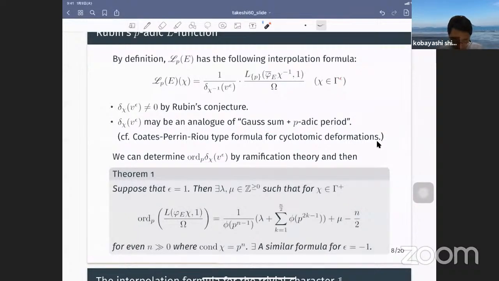Actually, sorry, let me state it precisely. Suppose epsilon, the root number, is +1. We also have a similar formula for epsilon -1, but I state only the +1 case. Then there are Iwasawa invariants lambda and mu, integers, and for chi, where epsilon is +1, the variation is like this, for sufficiently large n.